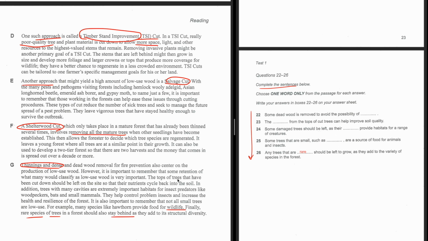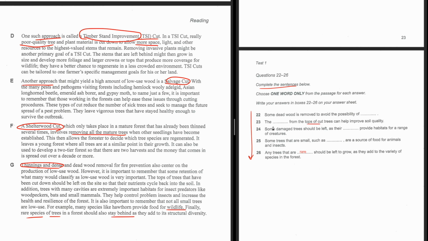Now, I said something about tops of cut trees. Tops of trees that have been cut. Yeah, I just accidentally saw this in the text here. That could be where the answer is. Let's just find out. And remember, if I find 23 here, then 24 and 25 will be between them. That would be a great achievement. So the blah blah from the tops of cut trees can help improve soil quality. The tops of trees that have been cut down should be left on the side so that their nutrients cycle back into the soil. So the nutrients from the top of the tree.